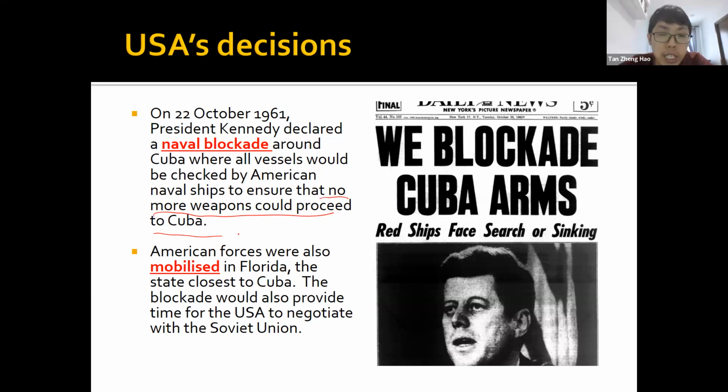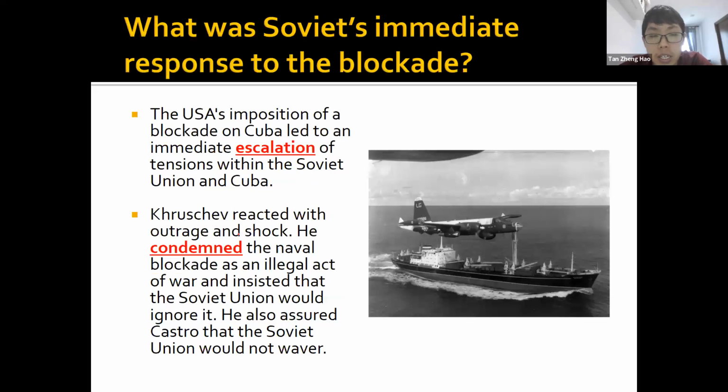Okay, and they threatened, if any Soviet ships, any USSR ships try to get to Cuba, we will search, we will confiscate, we will even threaten to sink if you are not compliant. Okay, so it created a lot of tension. Needless to say, Khrushchev in the USSR was very outraged and considered it an illegal act of war. And the Soviet Union at first insisted that it would ignore it and continue to send supplies. Even if you want to attack me, I will break the blockade.